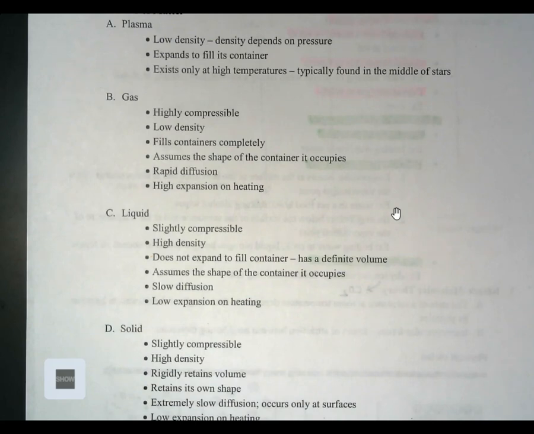Both change. Good. Both change. If you take a gas from one container to another, obviously it doesn't have its own shape, right? It changes to whatever the container is. What happens when you take a gas from one container to another in terms of the volume? What does it do?